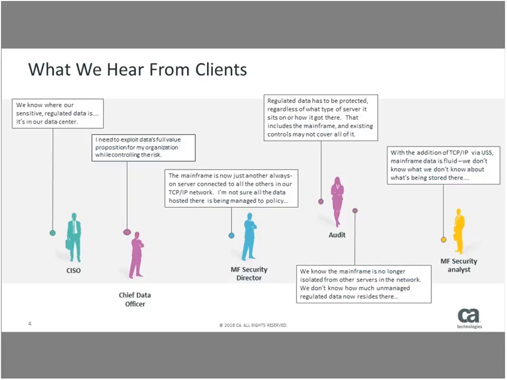Now, when we talk to our clients about this particular problem, we frequently hear from CISOs that they know where all the data is. It's in our data center, right? We know it's there, and therefore it's protected because it's in the data center. And this is what we hear often. Sometimes from our security directors, we hear things such as the mainframe really is just another platform. It's just like all others in the network. It's attached via TCP/IP, and many aren't really sure what the data is that's there.